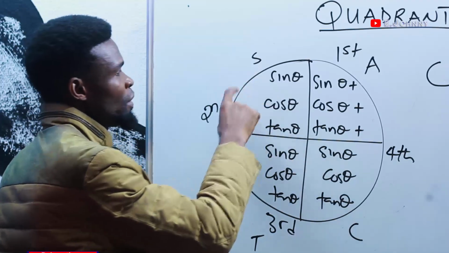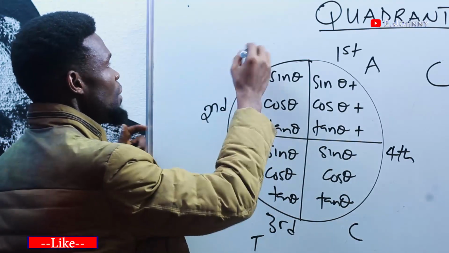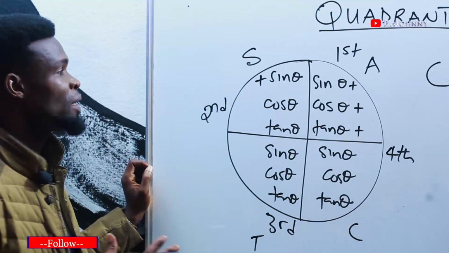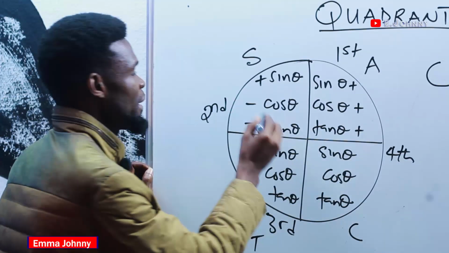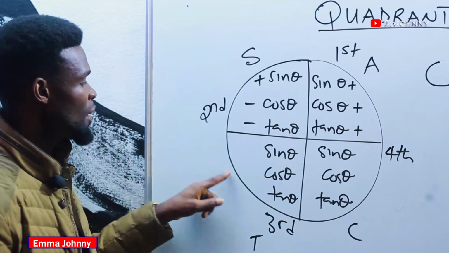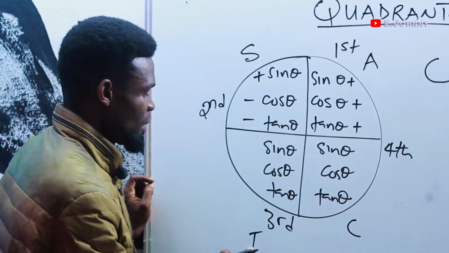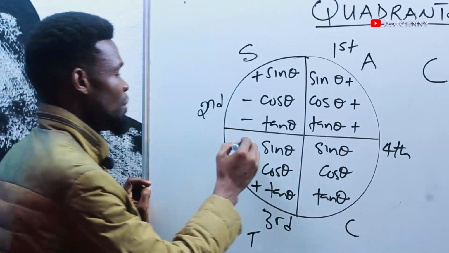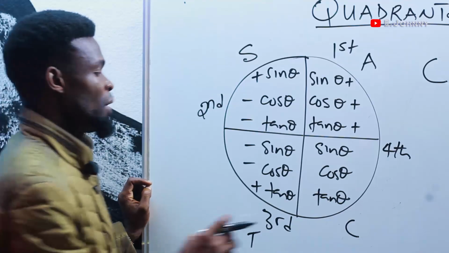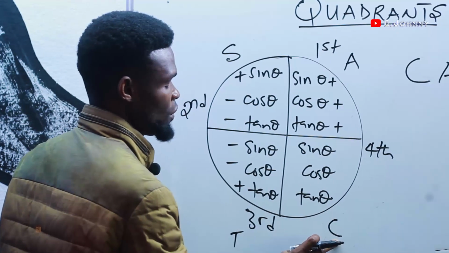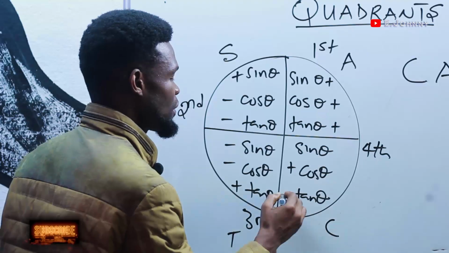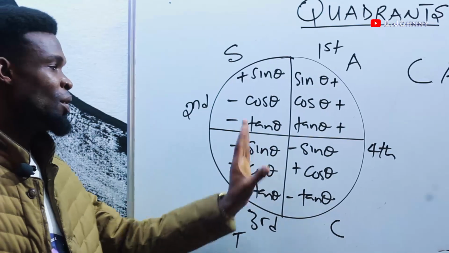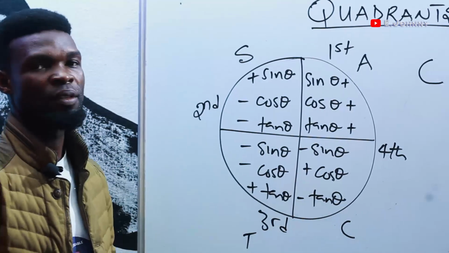In the second quadrant, S is what we have here, which is sine. That means that only sine is positive. Once you identify the positive, the rest are negative. In the third quadrant, take, that is T, which is tan. Only tan is positive. The rest are negative. Whereas in the fourth quadrant, C, which is cos, is positive. The rest are negative. So this is one thing to really understand about quadrants.